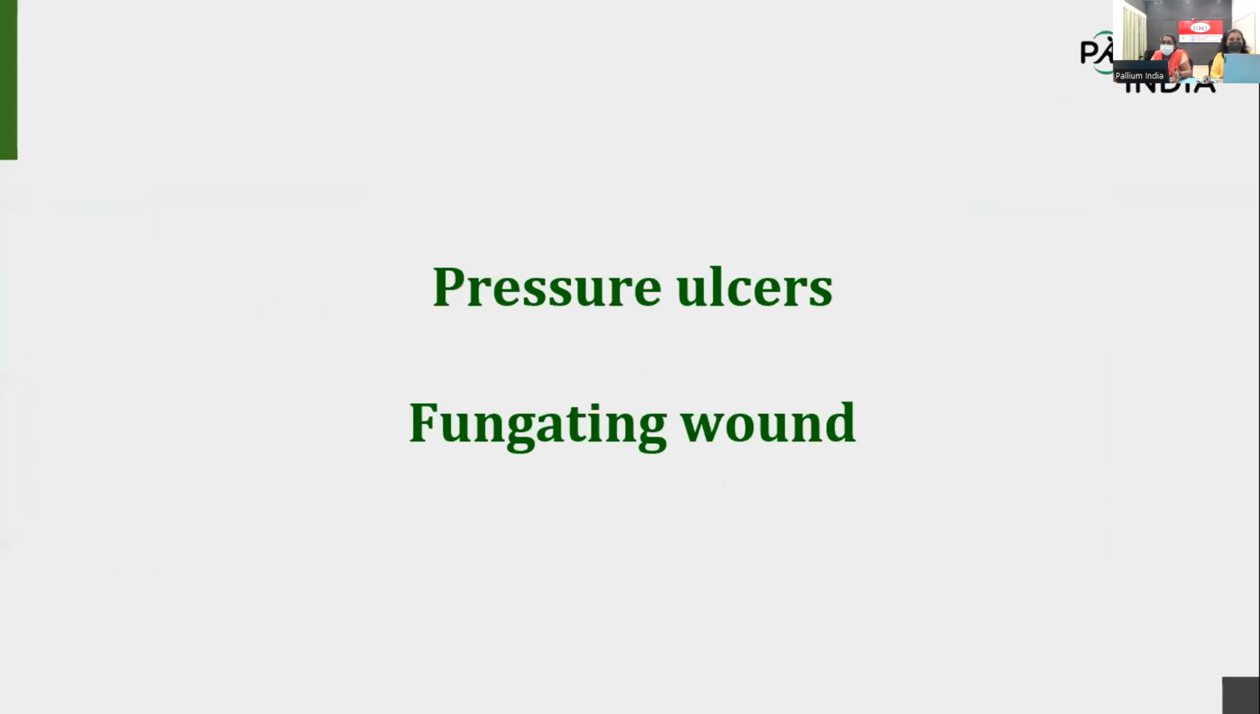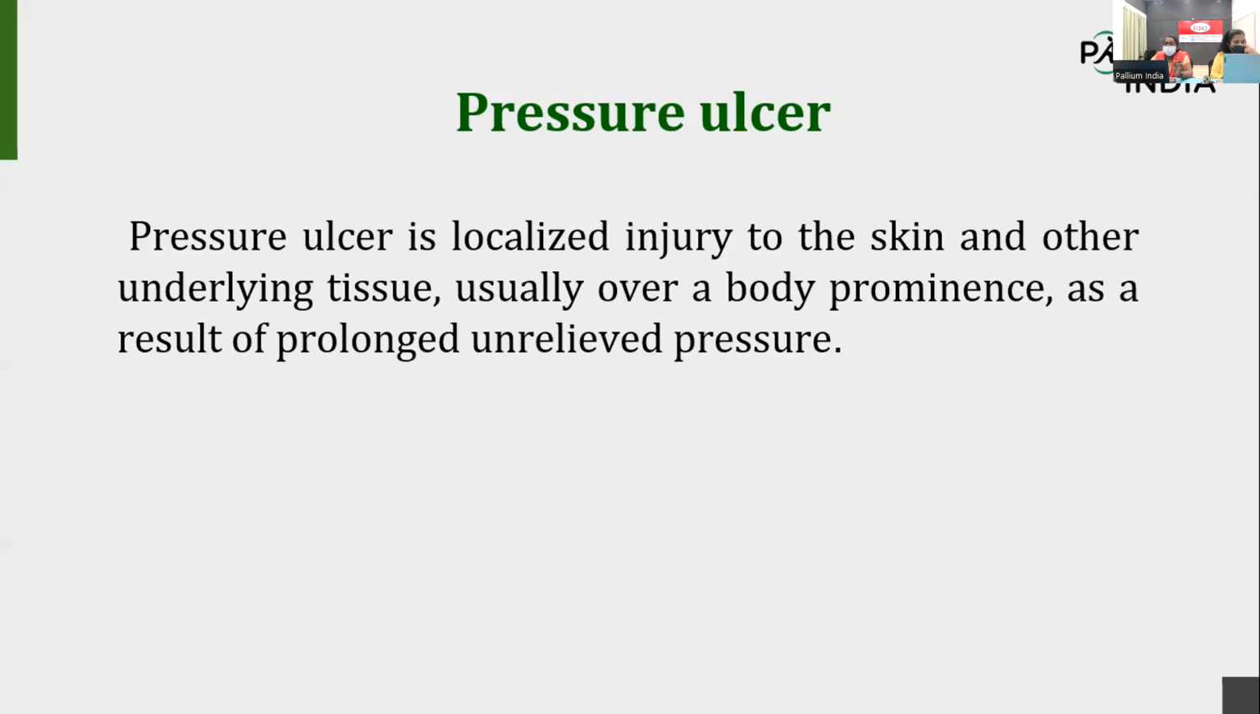As I said earlier, we have seen two different types of wounds. One is pressure ulcer and another one is fungating wound. So let's see what is pressure ulcer. There are three major causes of pressure ulcer. One is friction. The second one is continuous pressure. The third one is moisture. So unrelieved pressure, moisture, friction. These are the three major causes of pressure ulcer.